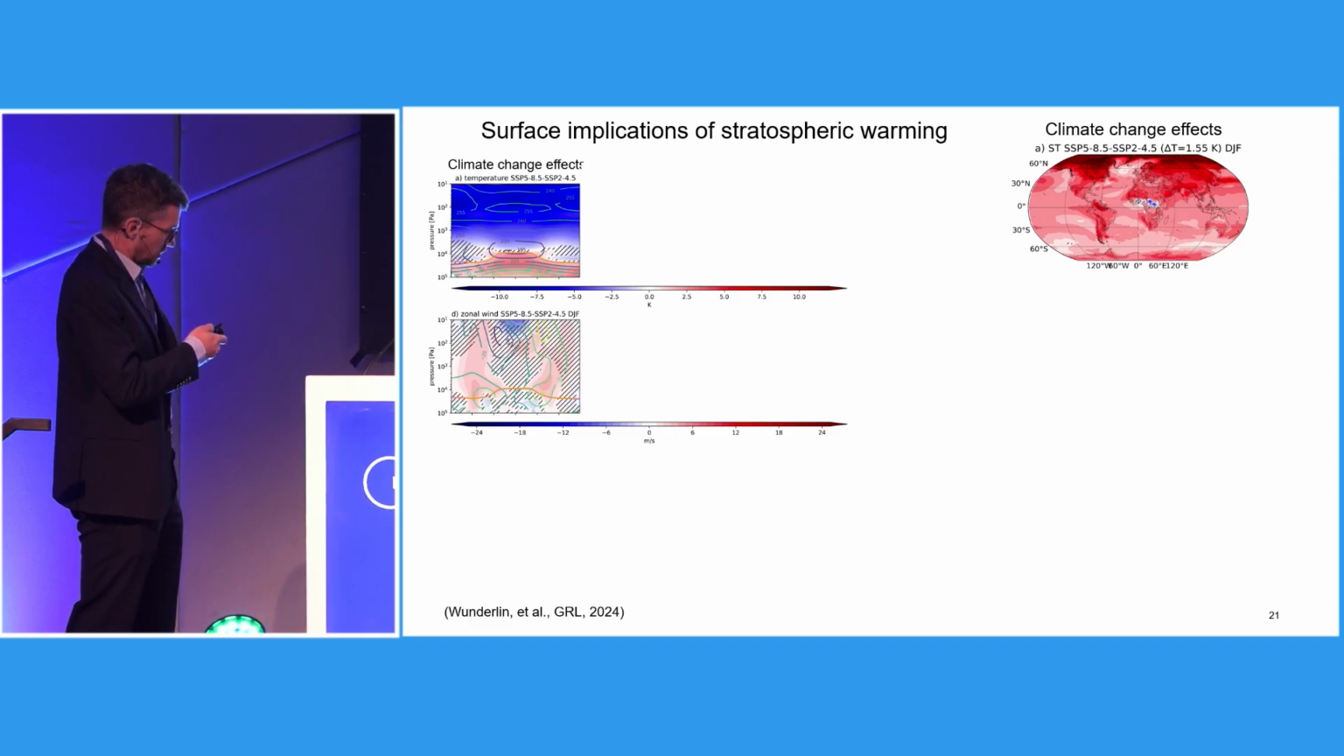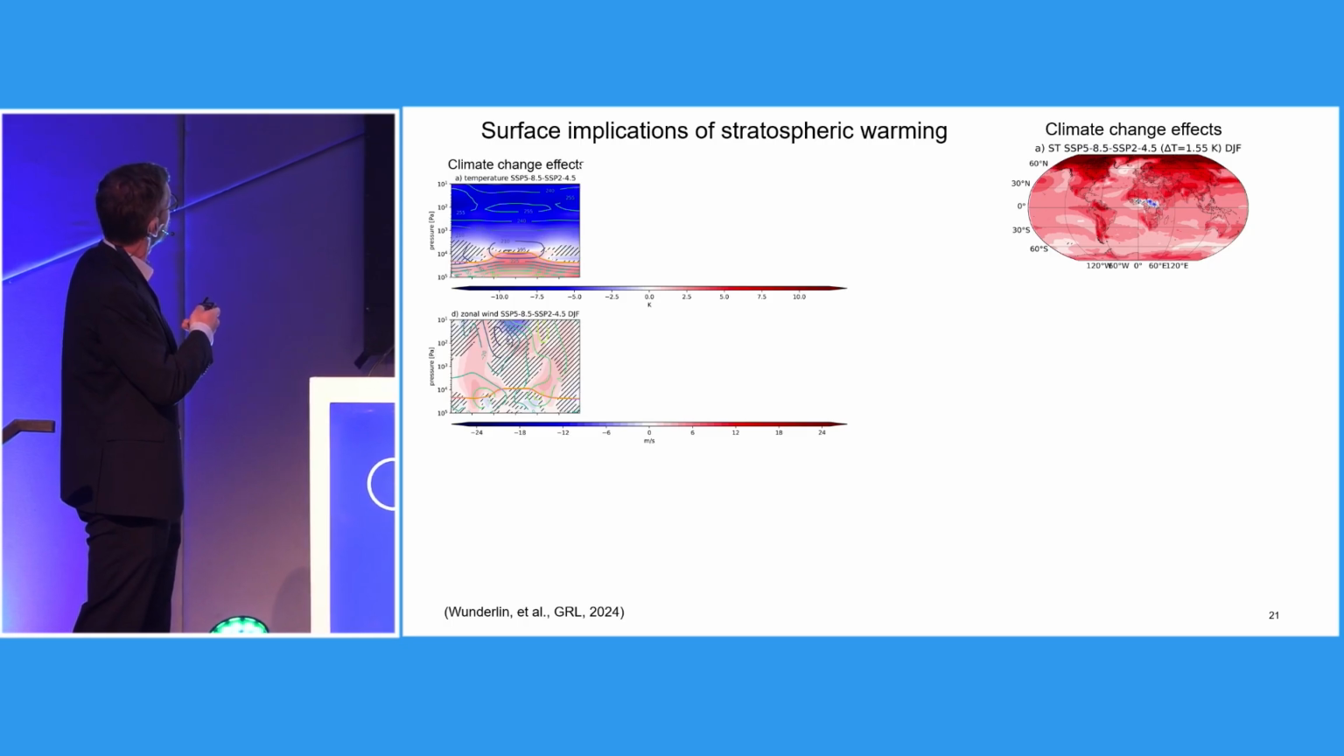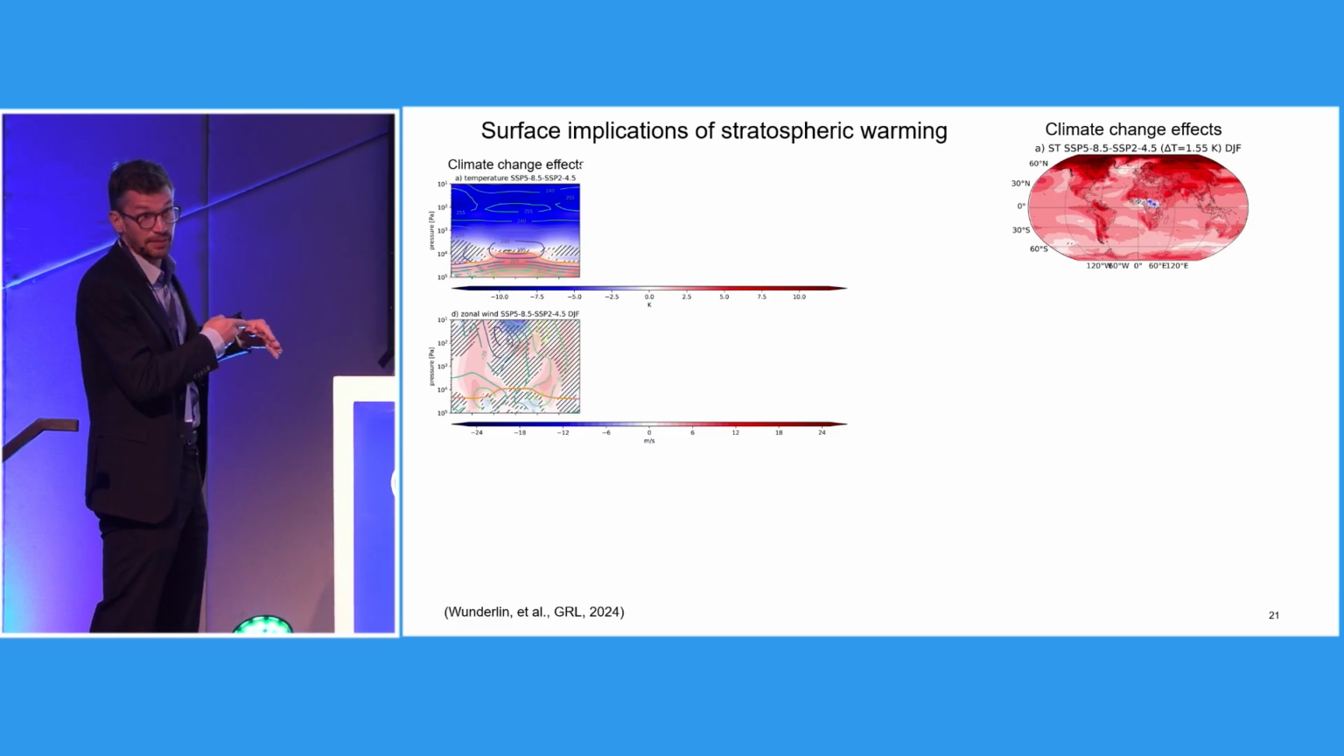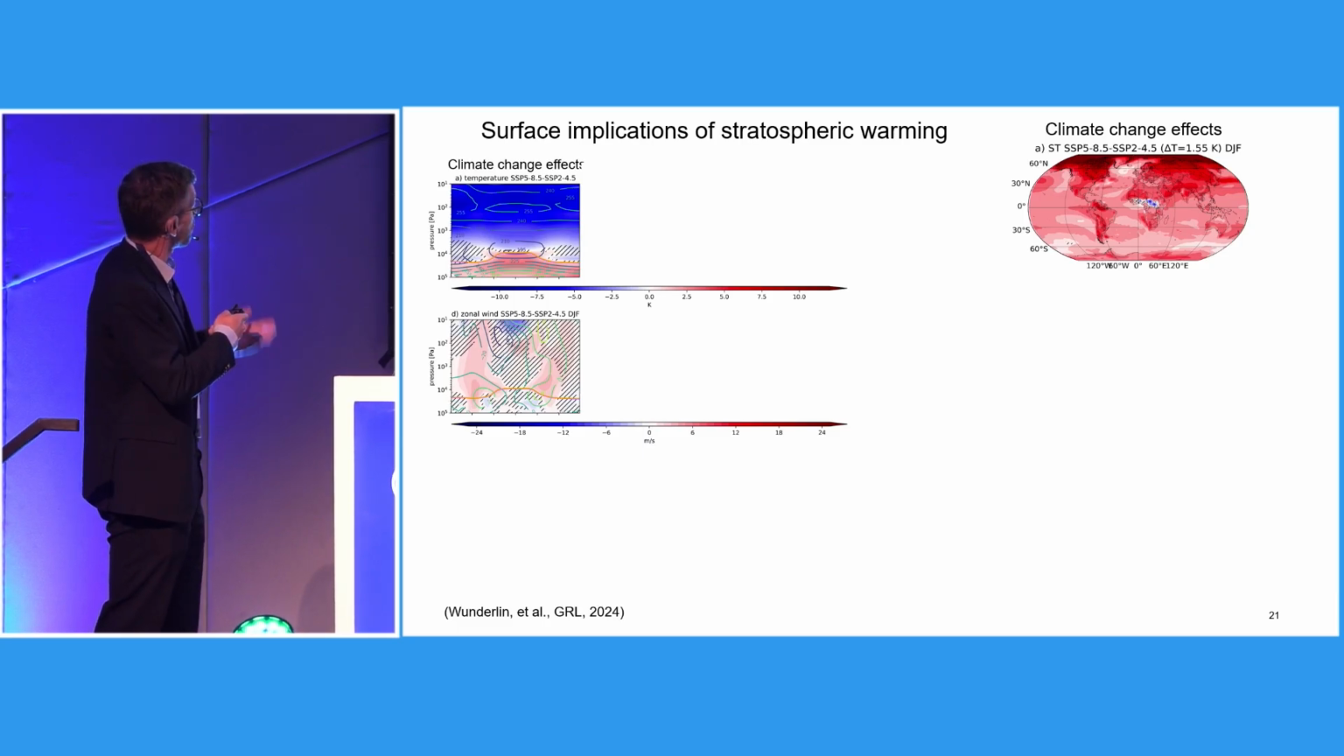So we did two simulations: the SSP85 simulations and the SSP245 simulations, a rather moderate climate change scenario compared with a very strong climate change scenario. You can see here the warming that would result as a difference of these scenarios in the troposphere. That's the climate change warming you see here. And that's the response of the zonal mean winds.